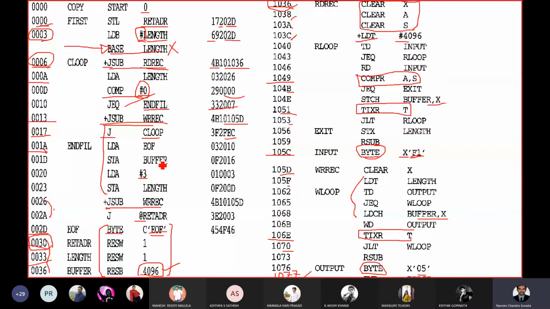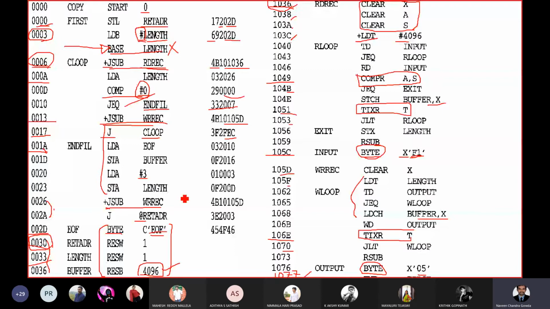So here again, let me highlight. For the rest of the instructions, let me highlight something which is J at the rate return address. This is where I am highlighting. You can see the red symbol. For this, n will be equal to 1 whereas i is 0. i is equal to 0 and n will be 1 because it is an indirect addressing mode.